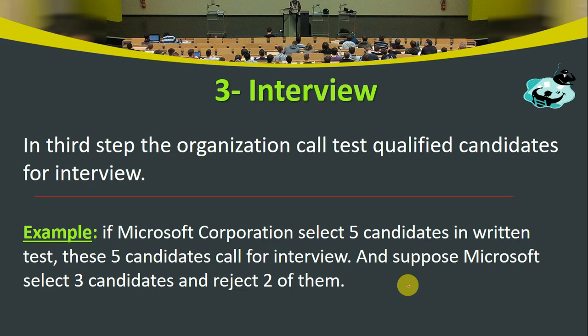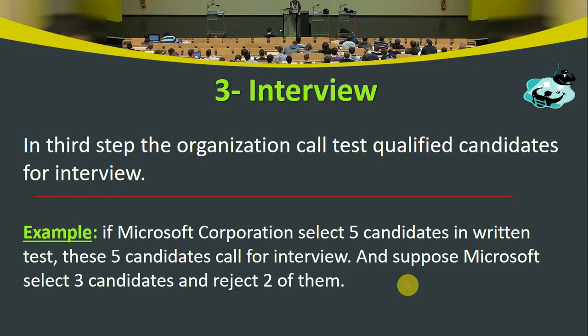We define an interview as a formal meeting at which someone is asked questions in order to find out whether they are suitable for a job, course of study or etc. So it's an opportunity, a meeting in which the person showcases his skills to the employer. Okay.